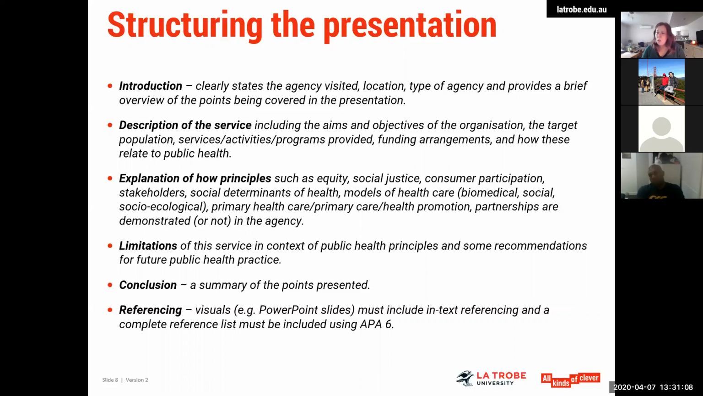Then you'll have a conclusion. That's a brief summary of the points that you've presented. And of course, you'll have referencing. So you will be referencing your slides. You'll need to include in-text referencing, and you'll have a complete reference list at the end of your presentation as well. And all of that should follow the APA 6 guidelines. Okay.